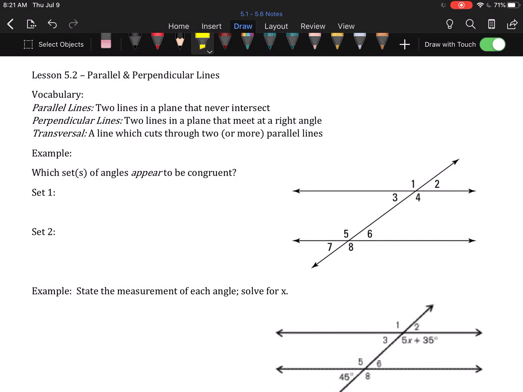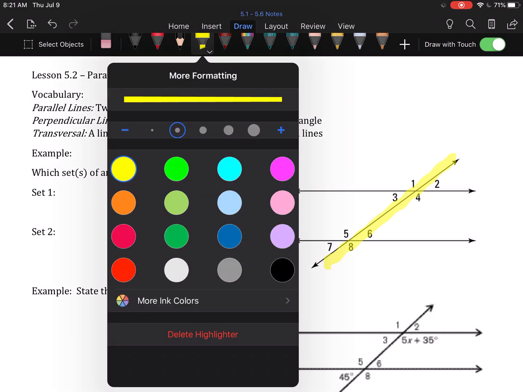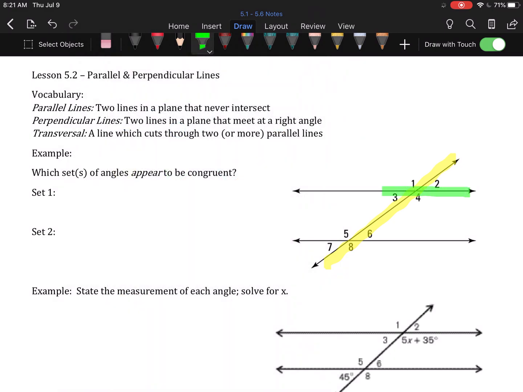So in this first diagram, this line I just highlighted in yellow is the transversal. It cuts through the two, now green, parallel lines. So the first thing we're asked is, which sets of angles appear to be congruent? They look like they're the same.